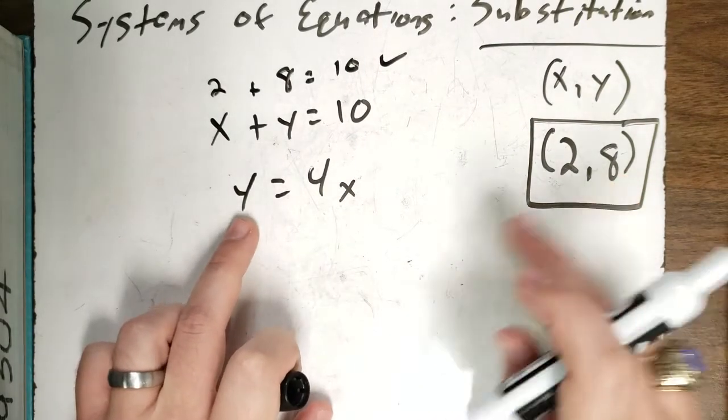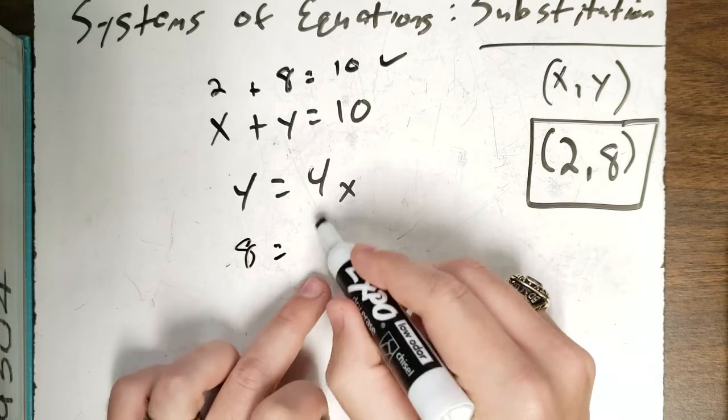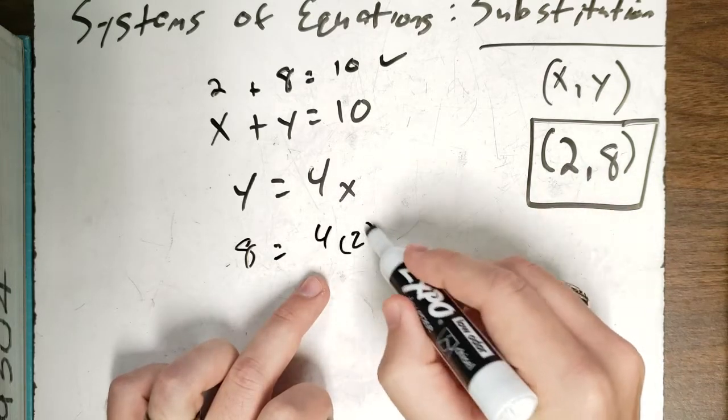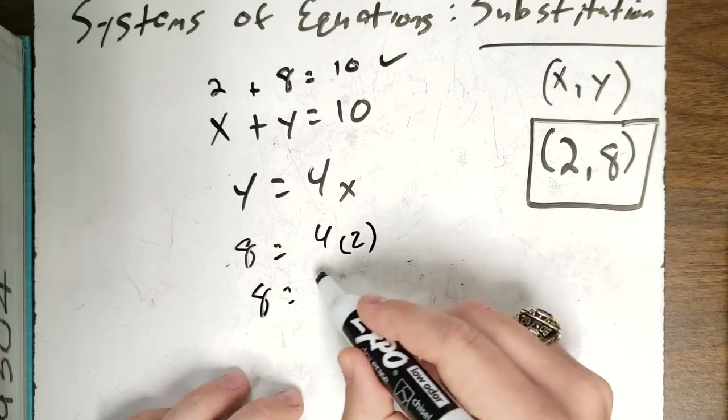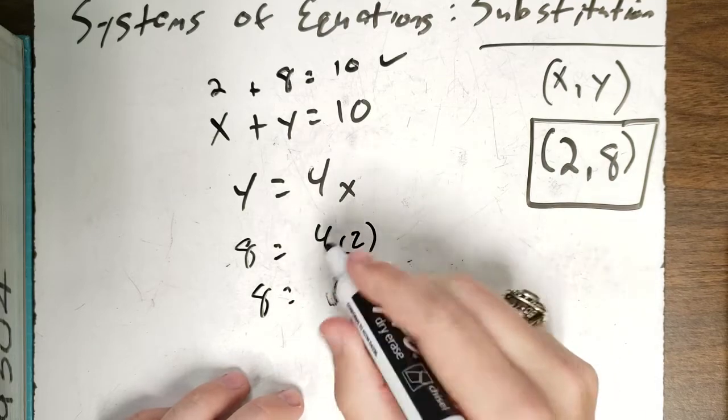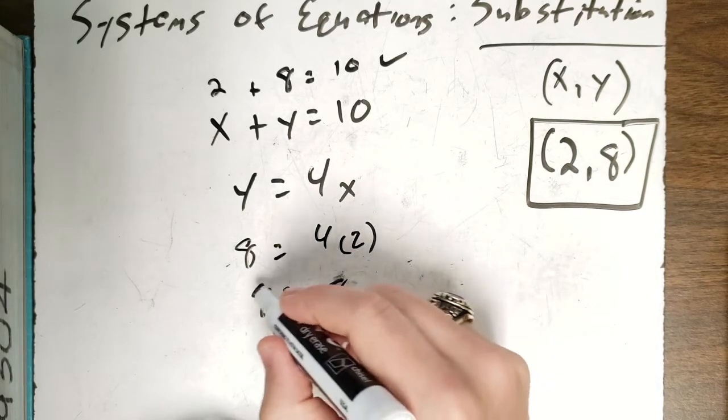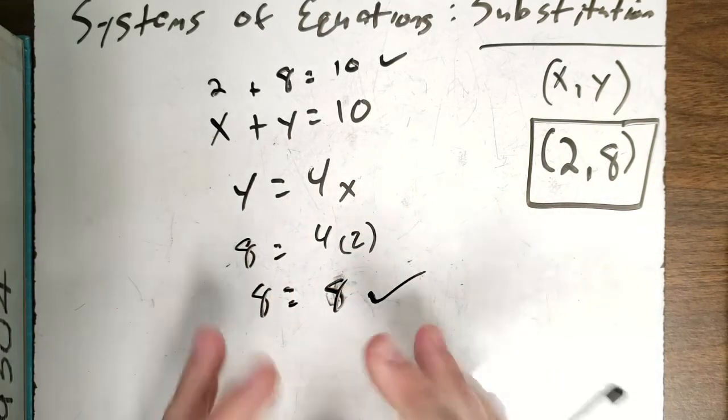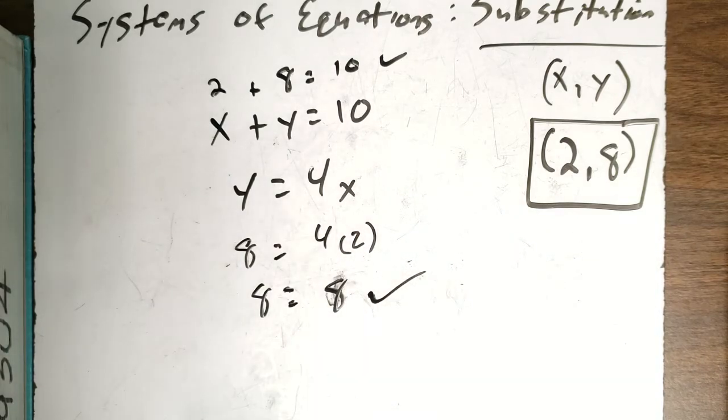Same thing here. If y is 8 and 4 and then x is 2, we know that 4 times 2 is 8 and 8 equals 8, and it also checks out. So we know this is our answer. We know this is the correct answer because you can plug it into both equations and they both check out, okay?